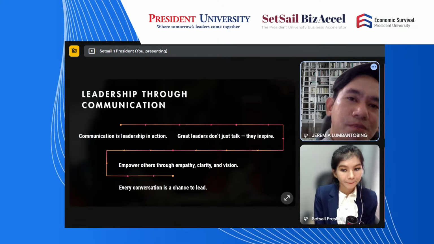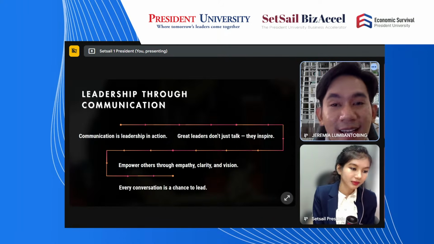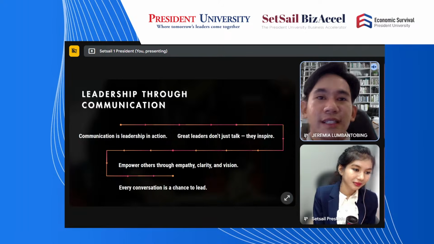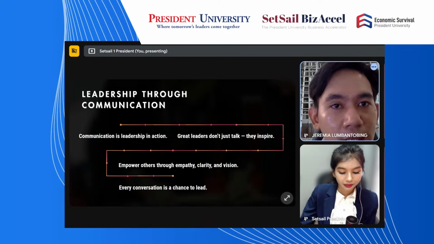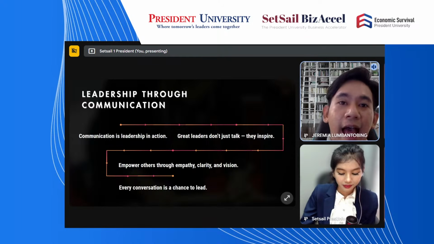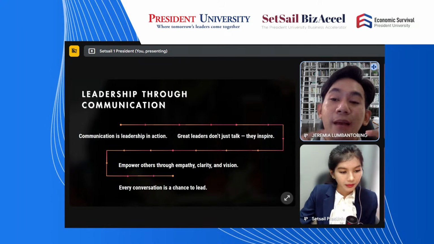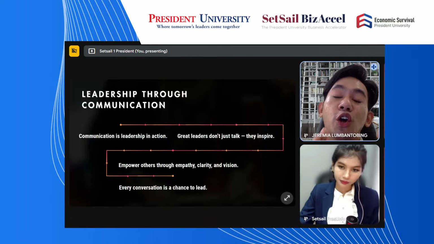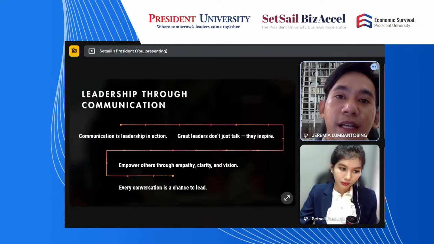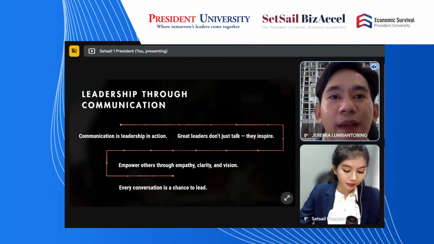The third, empower others through empathy, clarity, and vision. Empathy helps you understand people. Clarity helps you guide them, and vision gives them something to believe in. And when you combine all of these three aspects, you're not just communicating, you are creating movement basically.